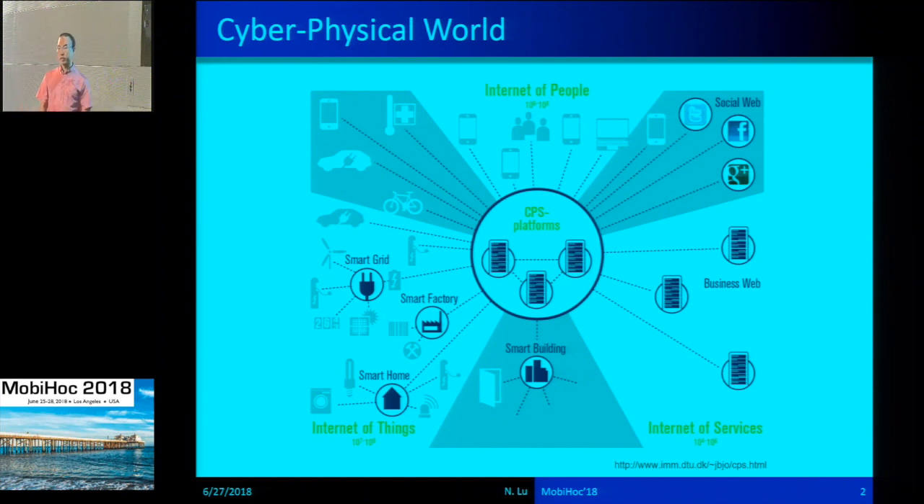We are now facing a cyber-physical world, and everything will be interconnected. For example, in the domain of Internet of Things, we have smart grid, smart factory, and smart homes. At the center of the technology is the cyber-physical system, a tight integration of computing, computation, and decision making, providing support for all this exciting stuff.